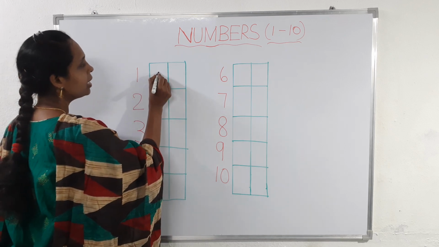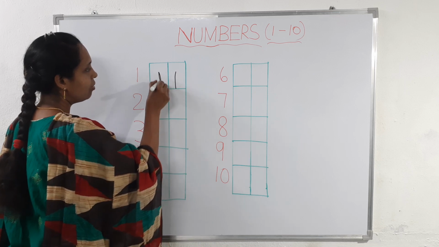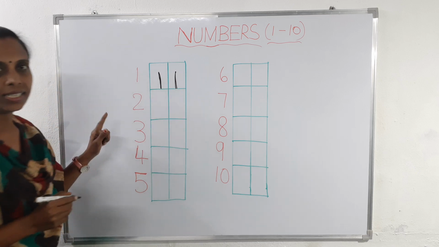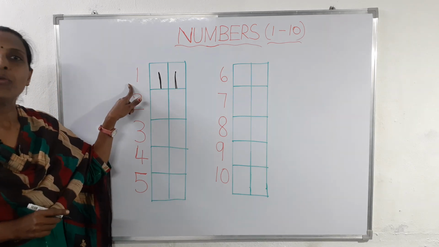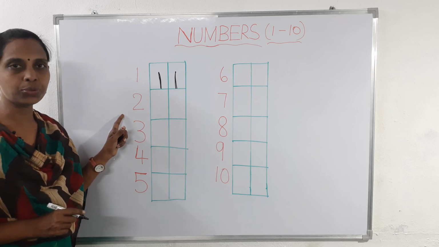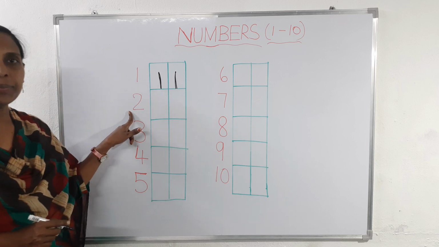See, standing line. What is this number? Standing line. 1. What is the second number, children? 2. What is the next number? 2. How to write number 2?